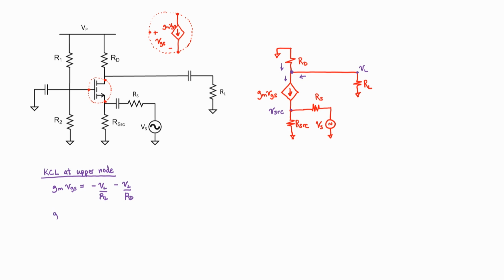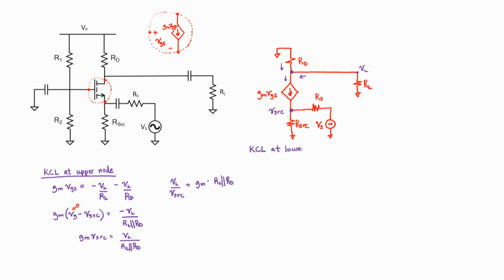Let's simplify this just a little bit. VGS is just my gate voltage minus my source voltage. And if you notice where the two resistors are in the denominator, we can also rewrite this on the right-hand side as RL in parallel with RD. Our gate voltage is grounded through this capacitor, so it's an AC ground. We're then left with just gm times minus V source here on the left. The minus signs are going to cancel, and we're basically left with an expression that relates the load voltage to the source voltage.